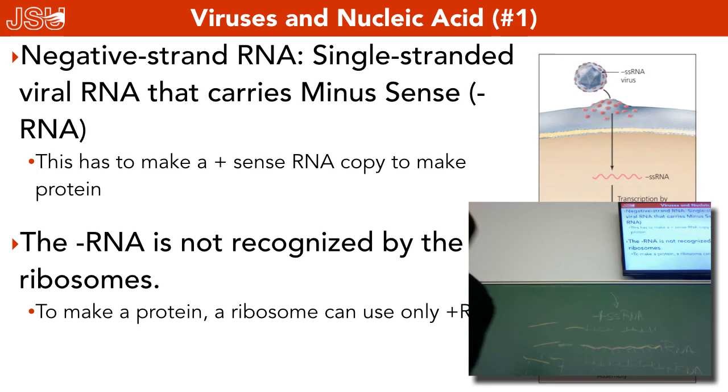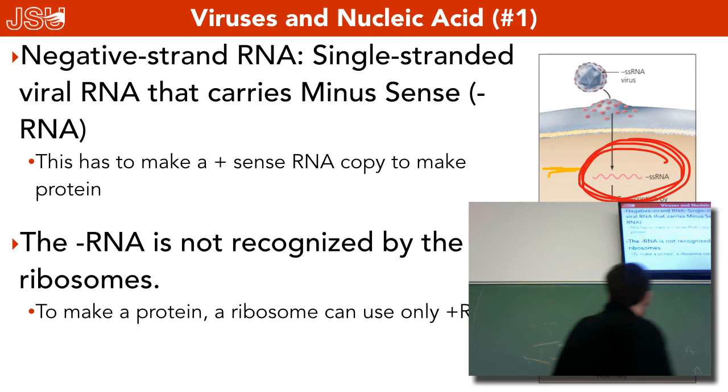So we're going to start up here with a negative sense RNA. All right. Now, what's the problem here? What's the problem with negative sense? Can I do anything with it? It's just simple. I can't make protein. Hey, I need positive sense to make protein. I'm out of gas here. So what am I going to do? I'm going to make positive sense.